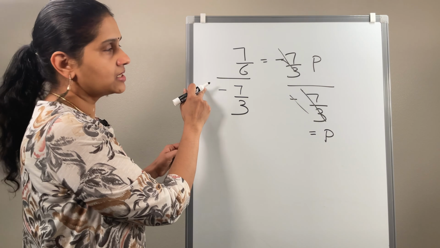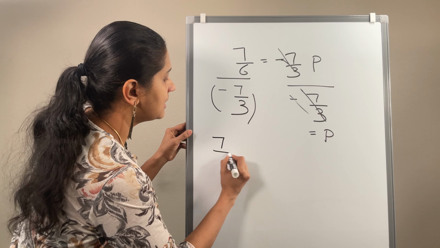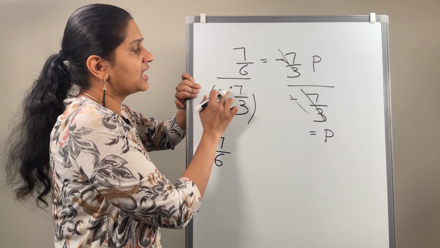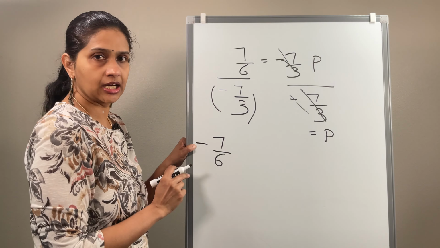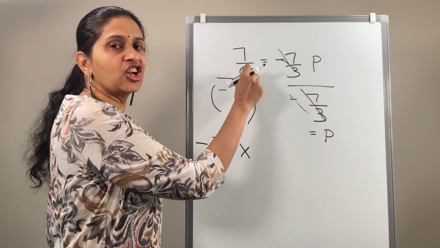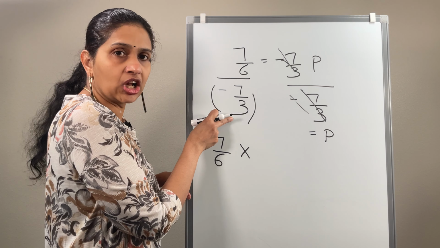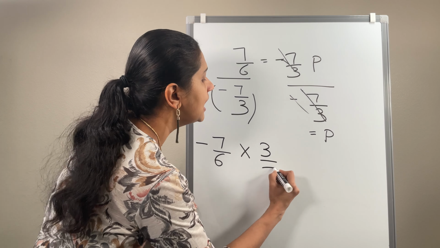Now how to solve this? To solve this, simply write this number 7 by 6. Then at the bottom, at the denominator, you have minus 7 by 3. So just put the negative sign here. And then multiply, change this by sign or the division sign to times, then take the reciprocal of 7 by 3. The reciprocal of 7 by 3 is going to be 3 by 7.